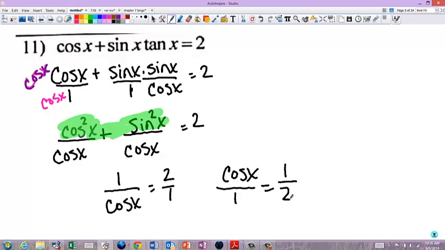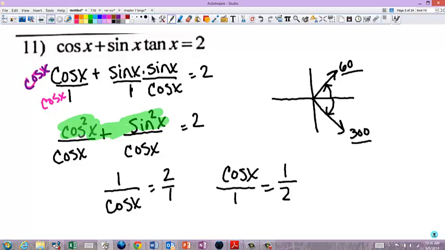So the question is, where is cosine a half? Cosine is a positive half. Cosine's positive in the first and the fourth. It's a half at the 60-degree angle. So here's 60, so 0 plus 60, and 360 minus 60 would be 300. So those are my 2 answers.